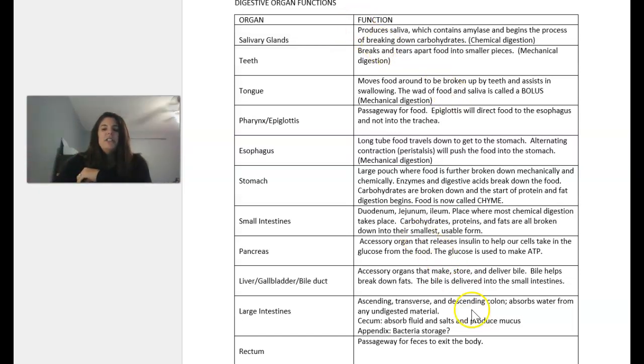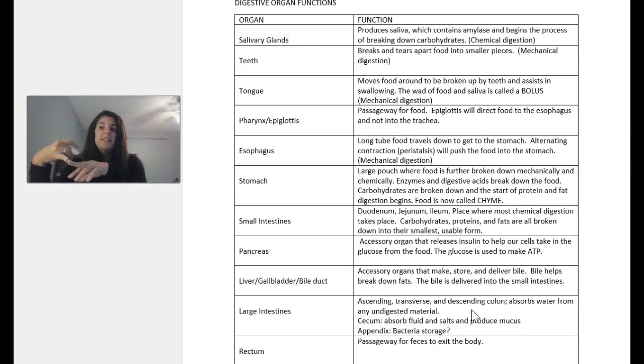Once you get to the large intestines, there are four sections: the ascending colon, which goes up, the transverse, which goes across, the descending, which goes down, and then there's a little curve at the very bottom called the sigmoid colon. The function of your large intestines is to absorb water out of any undigested material. So this is going to make what we call feces. We're sucking the water out of anything that wasn't digested.